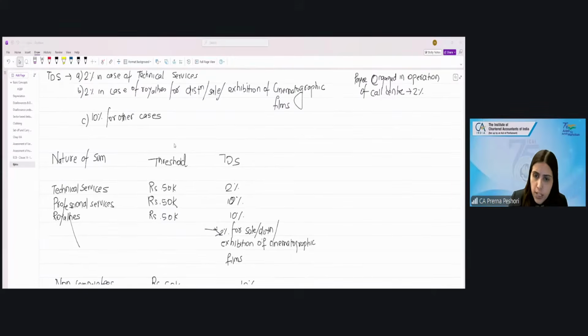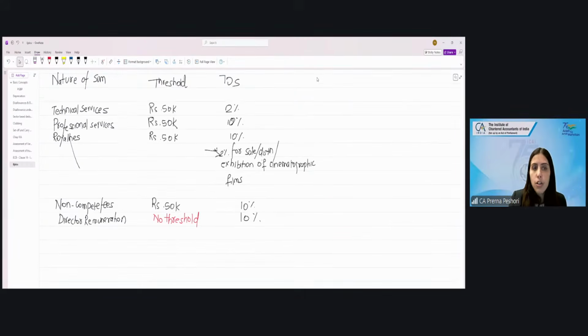For professional services, 50,000. For royalty, 50,000. For non-compete fee, it is 50,000. There is no threshold for the director remuneration. Okay? There is no threshold for the director remuneration.